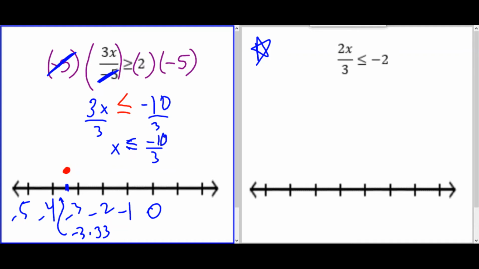And then your inequality sign tells you which way your arrow should be pointing. In this one, it should be pointing to the left. It says x is less than or equal to negative 10/3. So shade that way. I want you to try the next one. So 2x divided by 3 is less than or equal to negative 2. Pause the video and give that one a try.